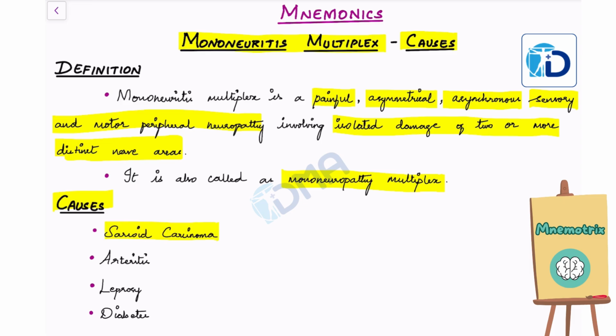Sarcoid, carcinoma (this is actually a type of cancer which looks like a mixture of sarcoma and carcinoma), and arteritis, leprosy, diabetes. So these are all the causes for mononeuritis multiplex, and here in this video we are going to learn an easiest mnemonical way to remember those causes.